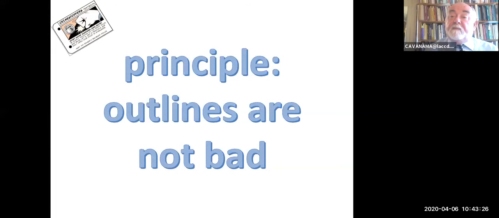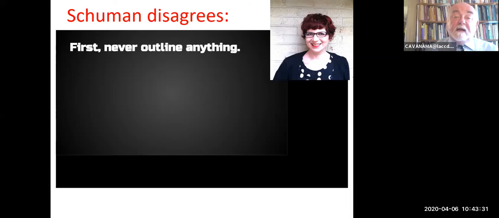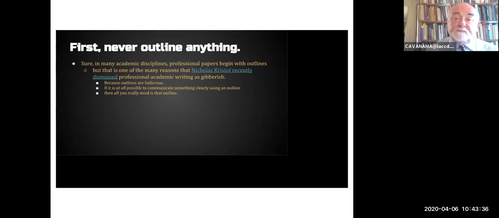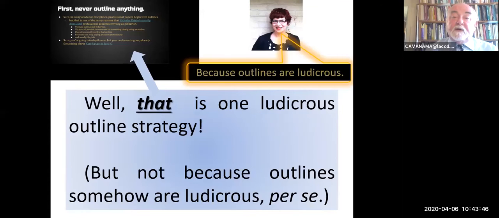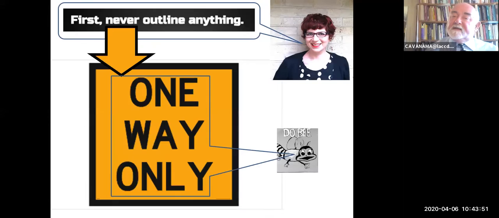Now, Schumann disagrees with this. One of her rules is first, never outline anything. And then she goes on to illustrate why that is so by giving an outline. Well, okay. That is one ludicrous outline strategy, but not because outlines are ludicrous per se. First, never outline anything. See, there's a piece of advice that's, again, trying to tell us there's one way only: do this and don't do that, and here are the hard and fast rules.